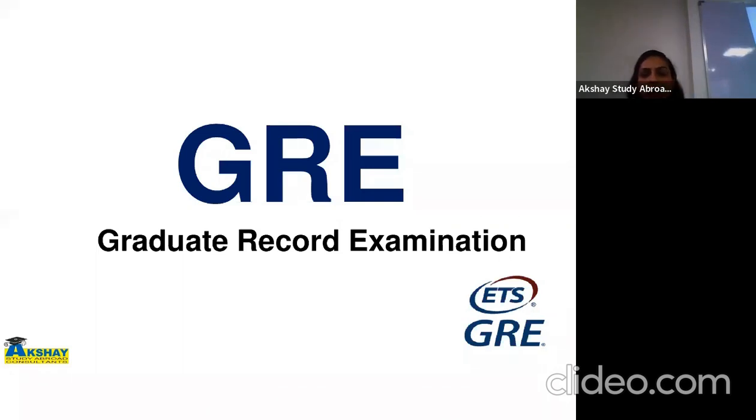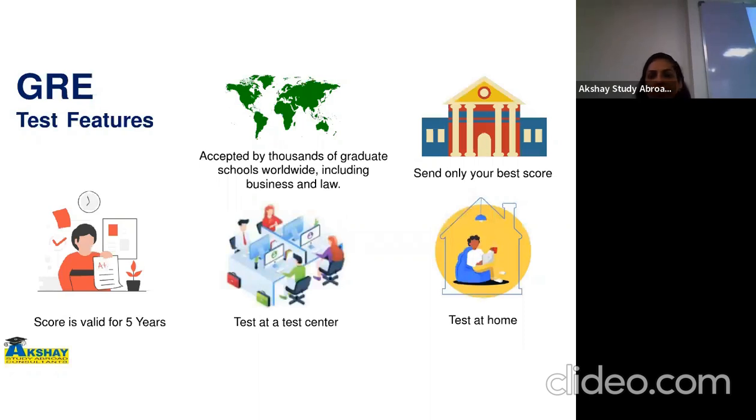Okay, so moving on to the next slide, you can see different features of this test. First feature is the score is valid for 5 years. That means you can use your score for the next 5 years from the date you give this test for your university admission. Then it is accepted by graduate schools worldwide, not only for STEM programs, that is engineering and technology programs, but also for business and law programs.